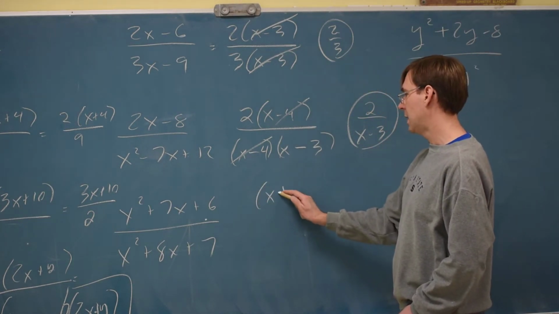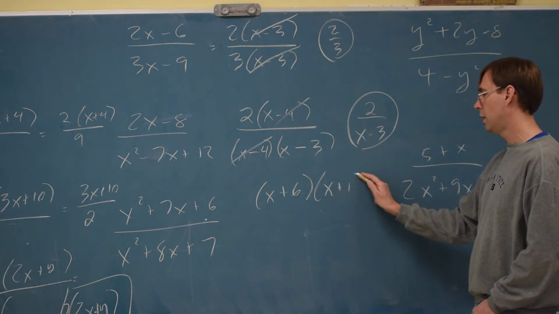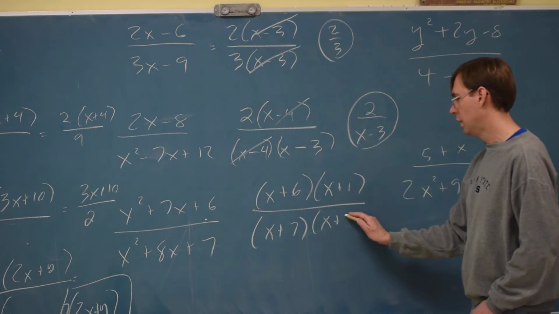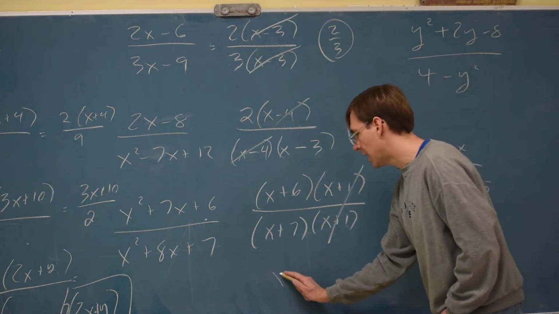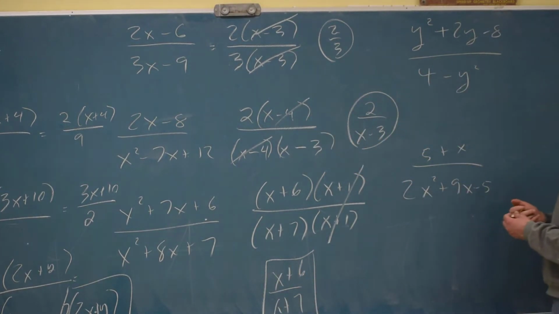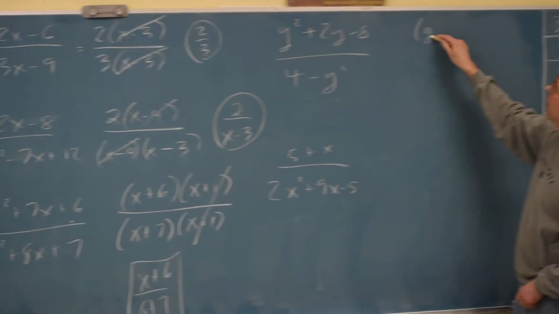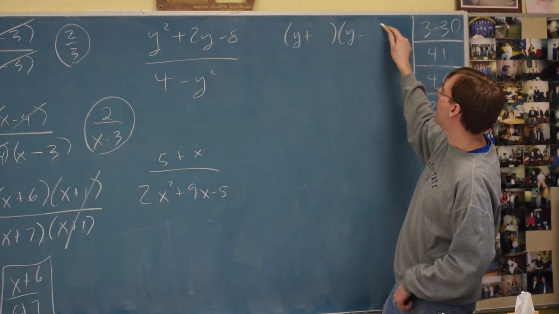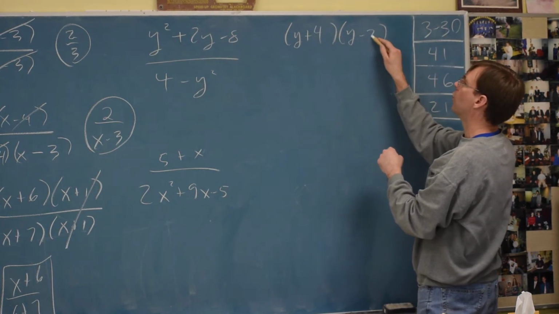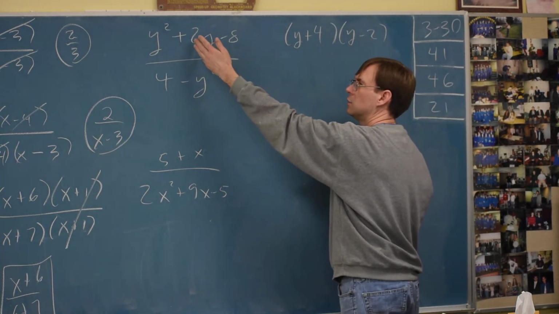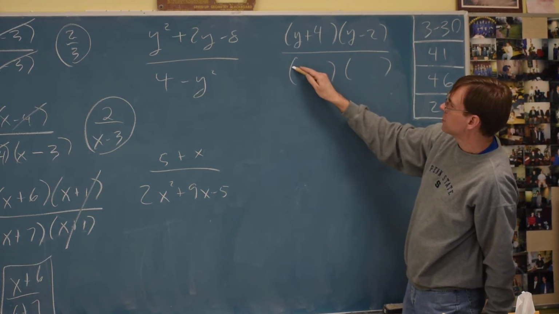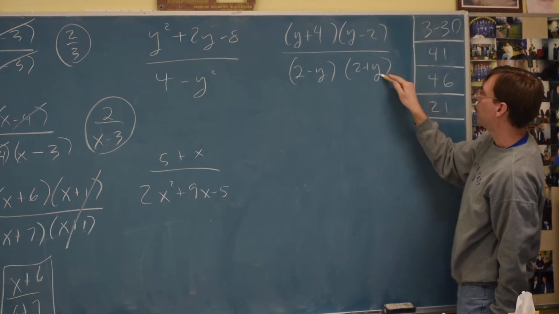Top of this, I'm going x plus 6, x plus 1. Bottom of this, I'm going x plus 7, x plus 1. Since those match, I go x plus 6 over x plus 7. This one, I'm going y plus and y minus because of the different signs. Plus takes the bigger number, which will be 4 and 2. 4 times 2 to get the 8. When they're different, subtract to make the middle. The bottom's a difference of squares: 2 minus y and 2 plus y.